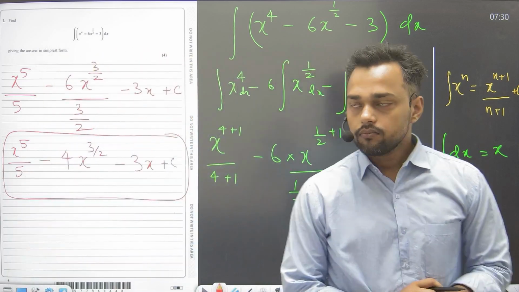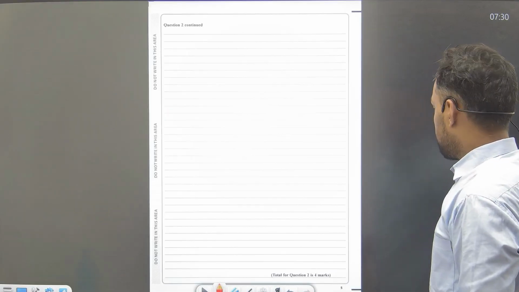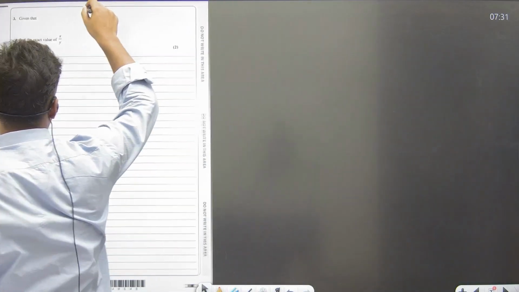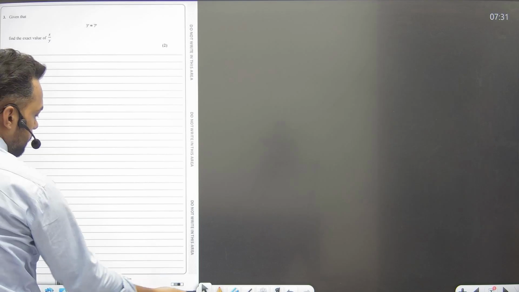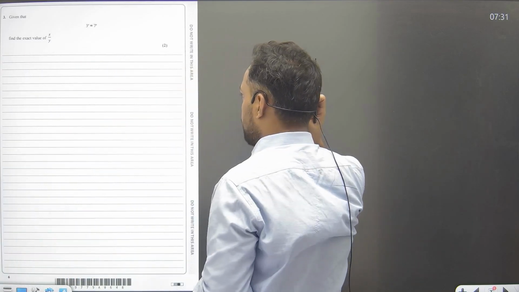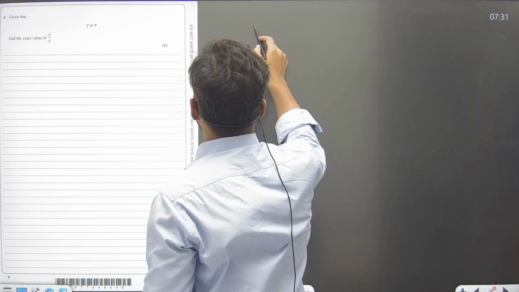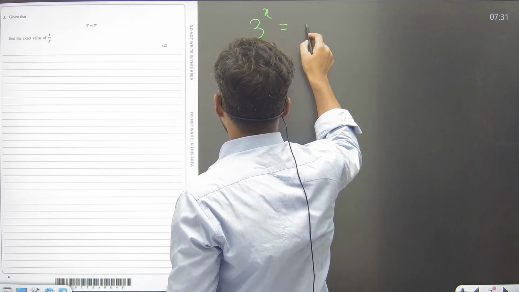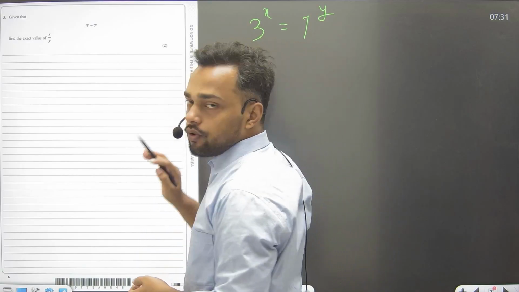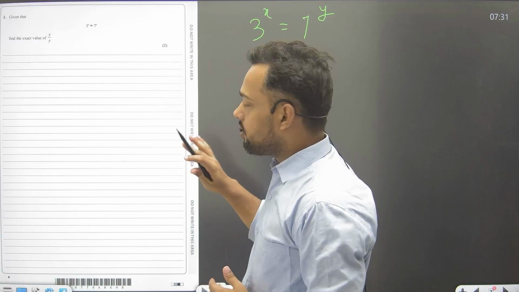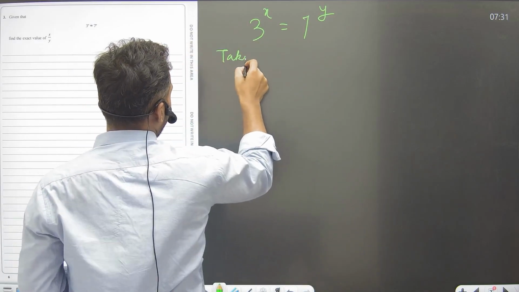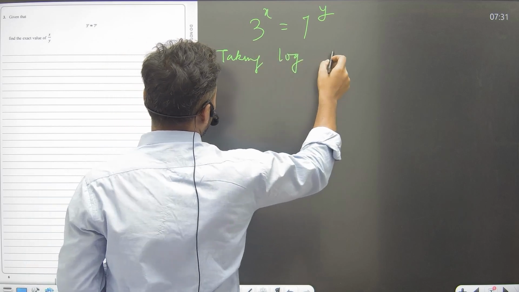Okay, now let's move to the next question. Here it is given that 3 raised to the power x is equal to 7 raised to the power y. Find the exact value of x by y. What it has mentioned, 3 power x is equal to 7 power y. What we need to do here, student, is just take log at both the sides. If you want to write this part, you can write it as well: taking log both the sides.